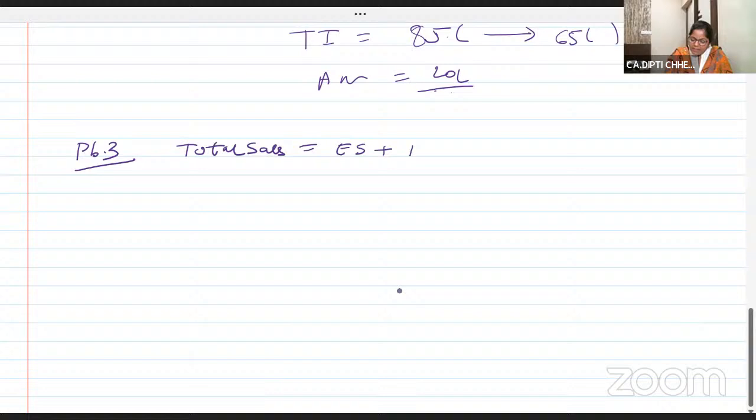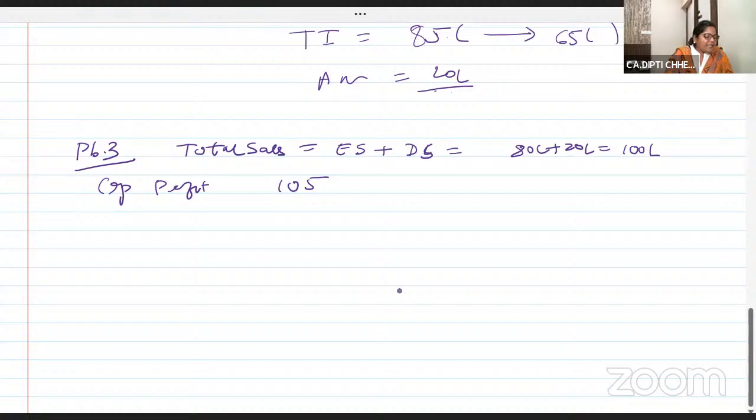Export sales plus domestic sales, right? What is export sales? 80 lakhs. Domestic sales 20 lakhs, so 100 lakhs. Now, what is the total profit? Operating profit they said is 105 lakhs, but before 35 AD deduction. So give the 35 AD deduction. In normal computation, you will give 35 AD deduction.